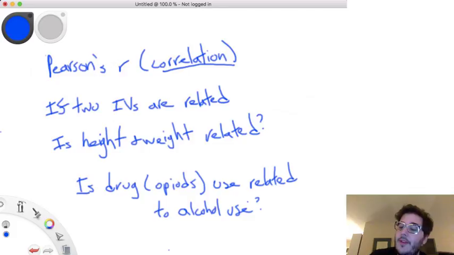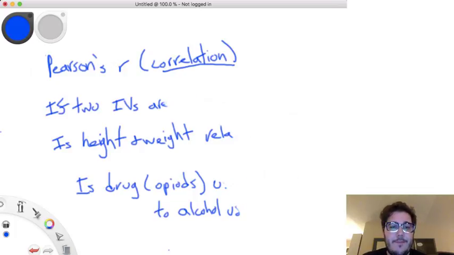Does one go up when the other goes up, or does one go down when the other goes up, or do they both go down? That's when you want to use Pearson's R. That's when you're going to want to calculate a correlation. So that's when you would do this. Next question is, how do you do it?